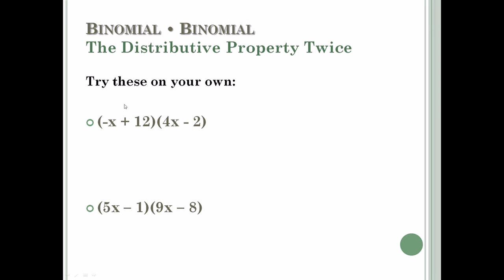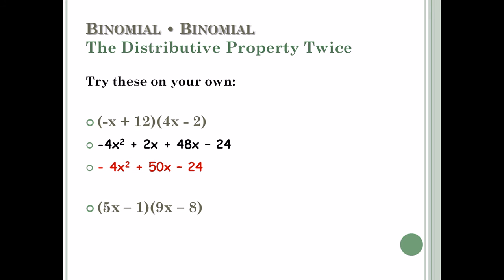How did you do with that negative x first? That's -1. So we gave everybody a -1x over here. So -1x times 4x, negative 4x squared. And negative x times -2 is positive 2x. All right, now you got to give everybody a 12. Here comes the 12. 12 times 4x is 48x. And 12 times -2 is negative 24. Combine your middle terms. Did you get negative 4x squared plus 50x take away 24? Then you did awesome. Okay, we're going to distribute twice.